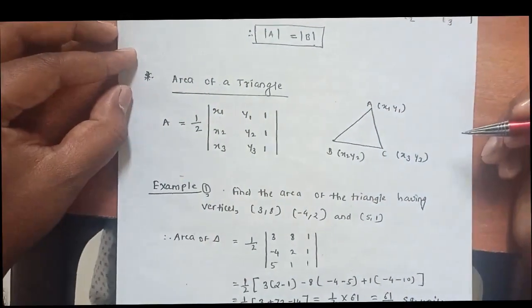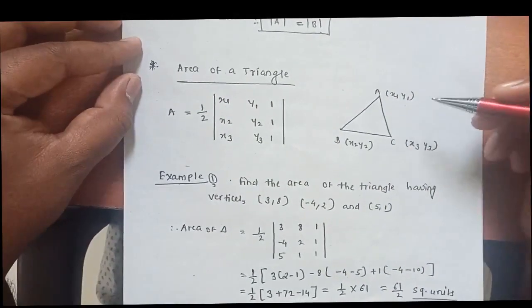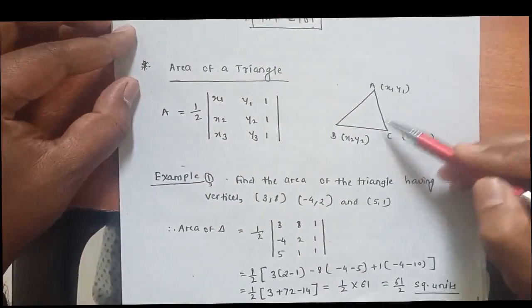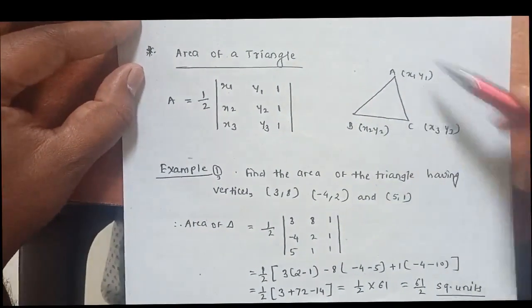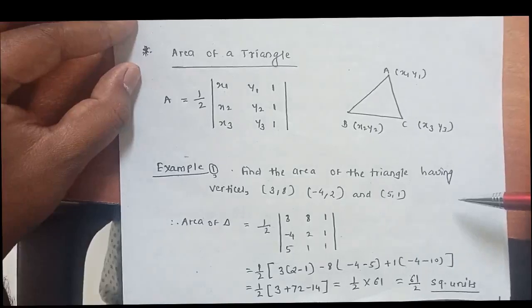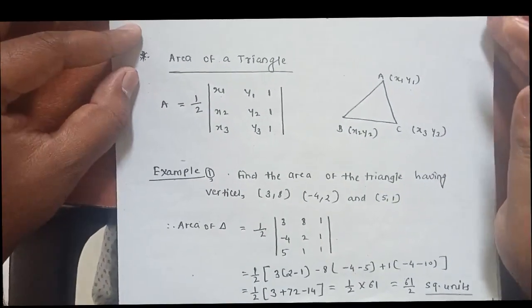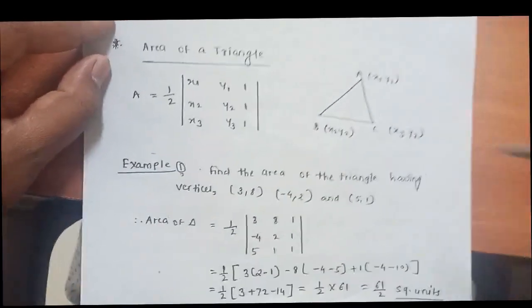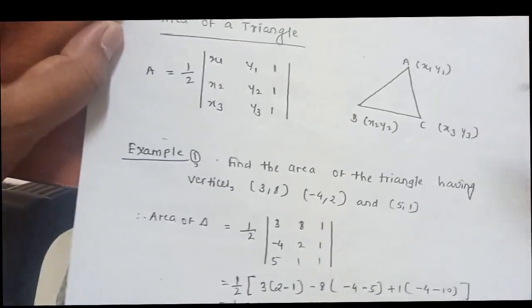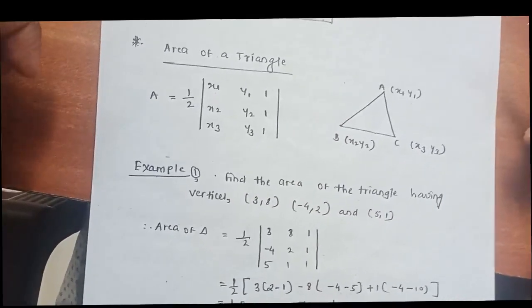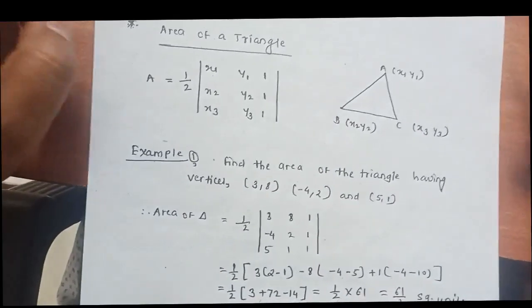Next is a pretty simple chapter or subtopic, area of a triangle. Suppose this is the triangle given, with x1 y1, x2 y2, x3 y3 as the respective coordinates. How to find the area of the triangle? We studied this in lower classes, but since we're studying determinants, I should know how we can find the area of a triangle when it is provided with coordinates.